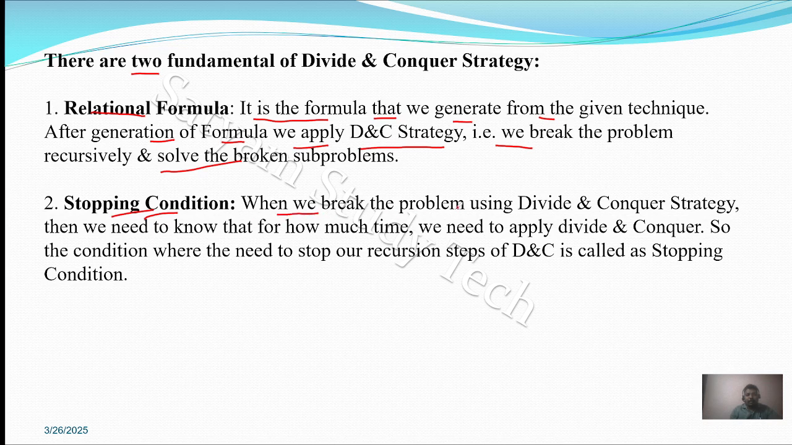What is meant by the stopping condition? When we break the problem using the divide and conquer strategy, we need to know how many times we need to apply it. So the condition where we need to stop the recursion step of divide and conquer is called the stopping condition. That means when you are applying divide and conquer recursively, this is when you stop. So there are two fundamentals: the recurrence relation and the stopping condition.